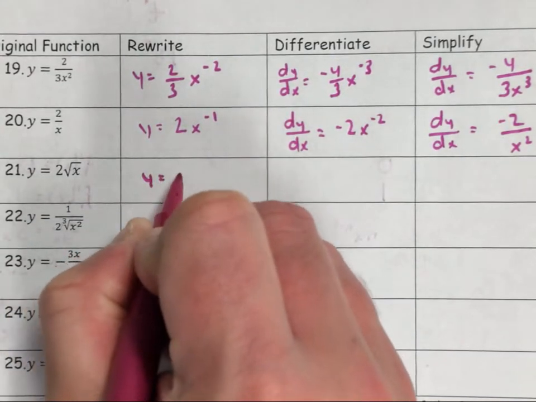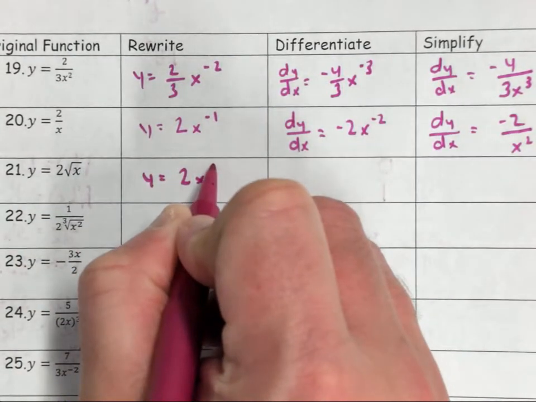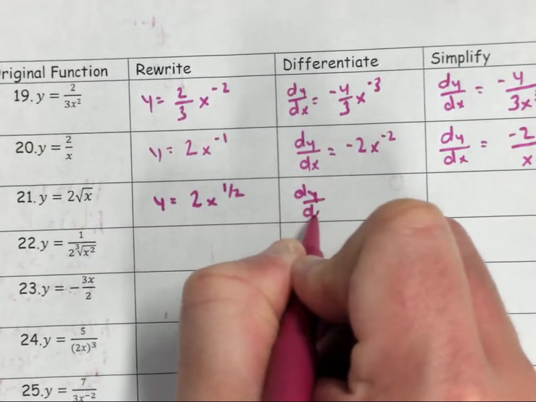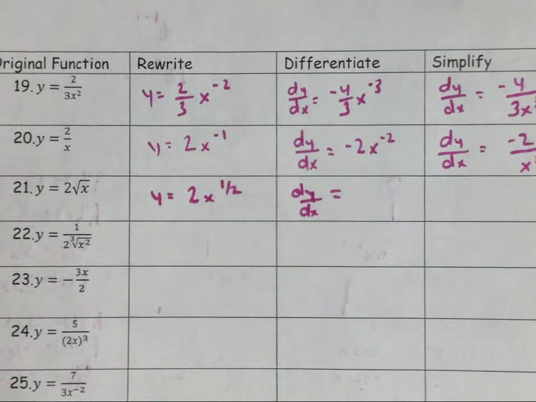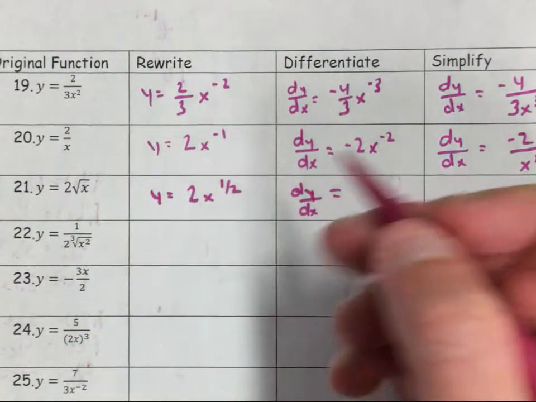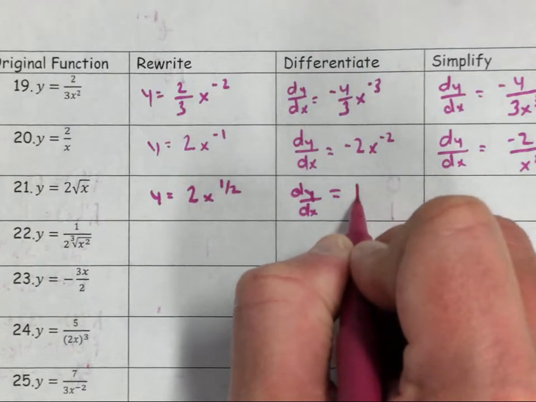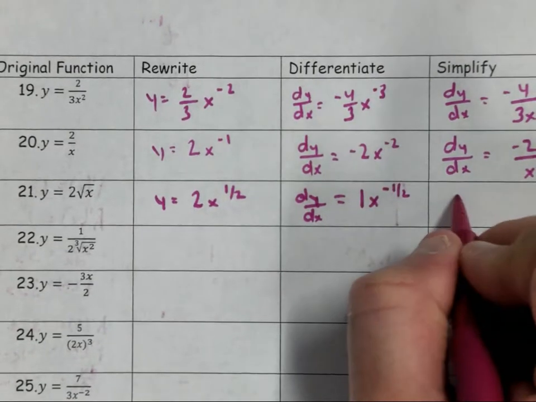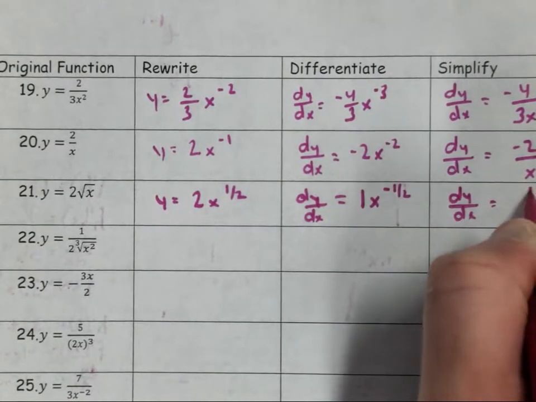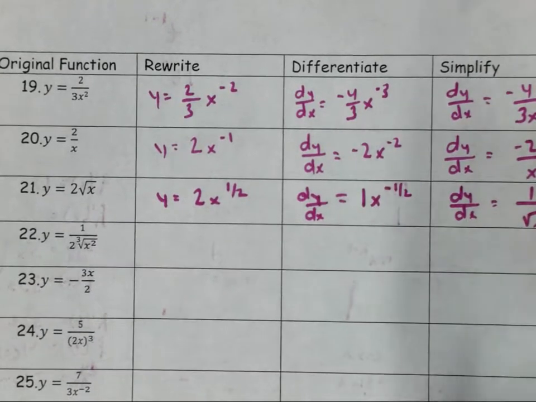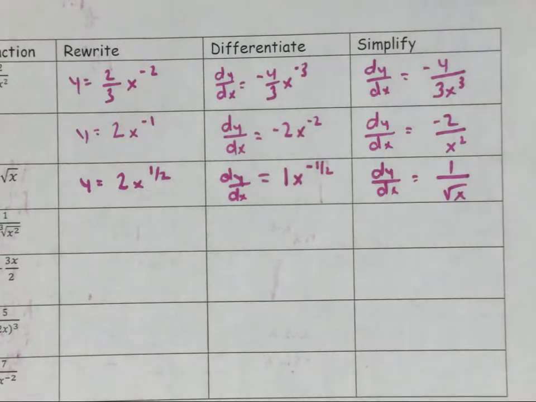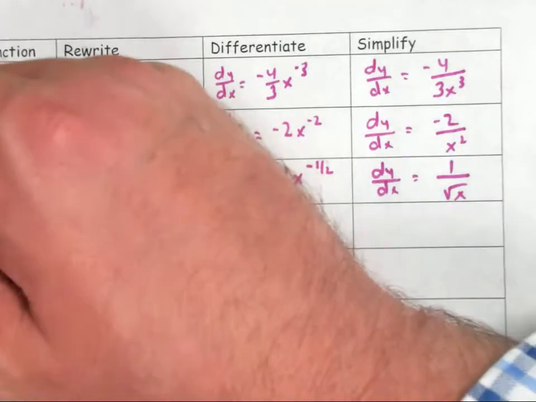Okay, 21. I can rewrite that as 2x to the what? How can I rewrite that as a power? 1/2. What's 1/2 times 2? 1. 1/2 minus 1 is what? Negative 1/2. Rewrite it without the negative exponent. I have 1 over the square root of x, because x to the negative 1/2 would be x to the 1/2 on the bottom, which is the square root of x. Is everybody good with that? We can stop right there for the day, and we'll pick up those tomorrow.